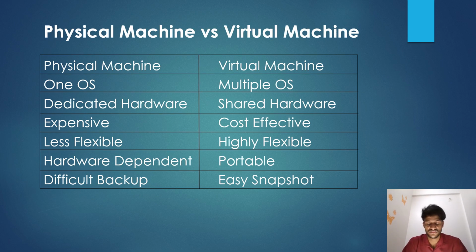Physical machine versus virtual machine. This table compares a physical machine and a virtual machine. A physical machine runs only one operating system, while a virtual machine can run multiple operating systems. Physical machines are used with dedicated hardware, whereas virtual machines share hardware resources. Virtual machines are more cost effective, flexible, portable, and support easy snapshots for backup.